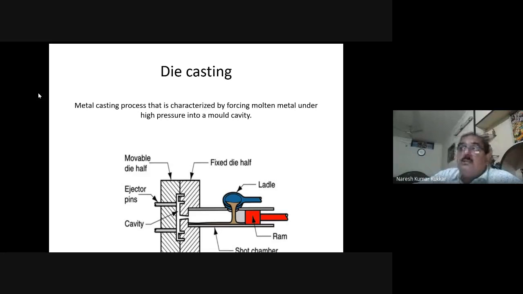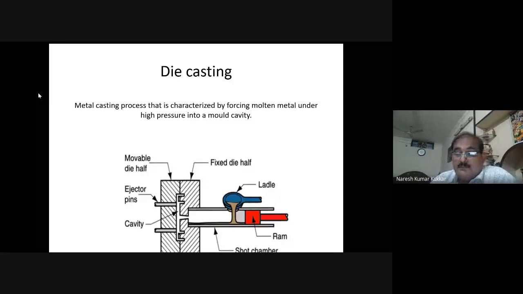This is used basically with metals, and sometimes plastics are also used. Some sort of plastic material is used in die casting. There are other materials we can also use. By pushing the ram, liquid metal goes to the dies, and then the proper shape is created as per the fixed die and movable die, both ways.